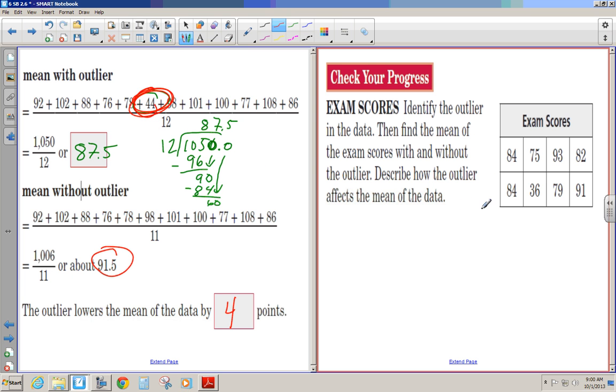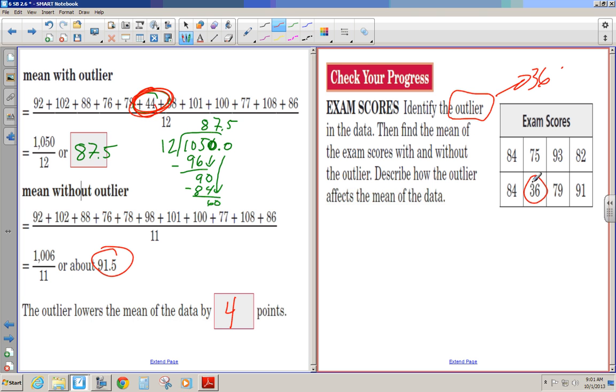All right. So you should have just finished this. The outlier is 36. All the rest of these are pretty close. 79, 84s, 82, 91s. They're all in the 70s, 80s, 90s. But this exam score was quite low. You should imagine if these were your grades, what this one exam score could do to your grade.